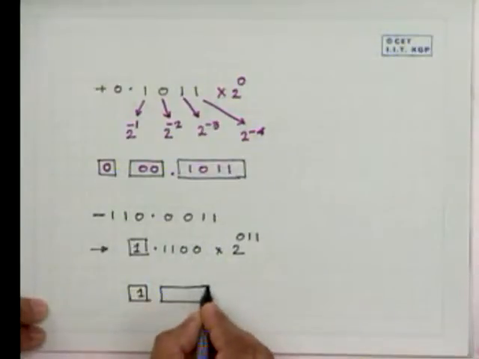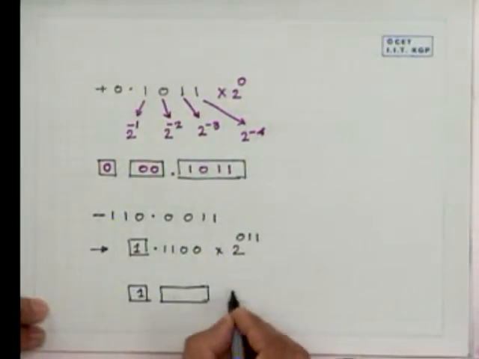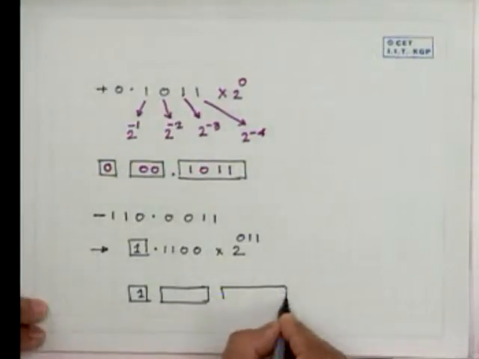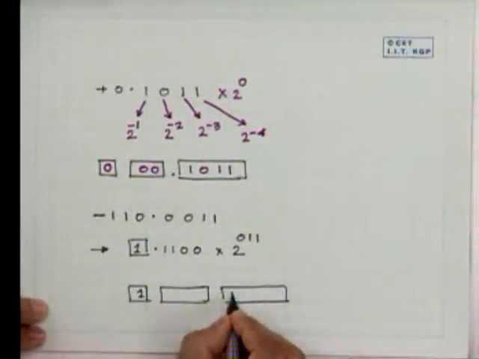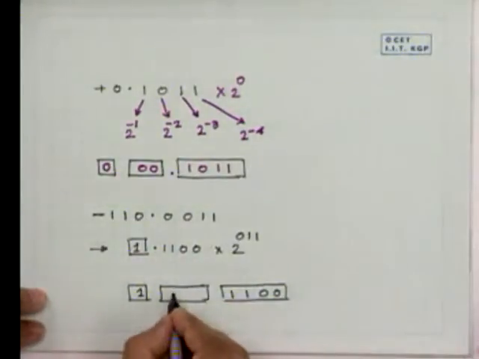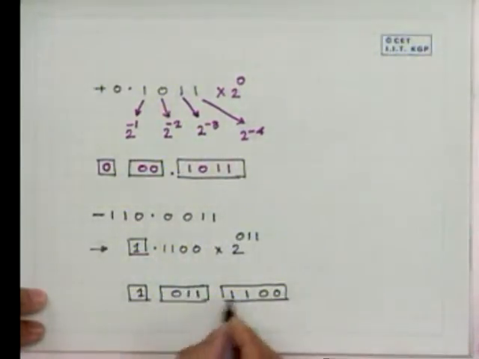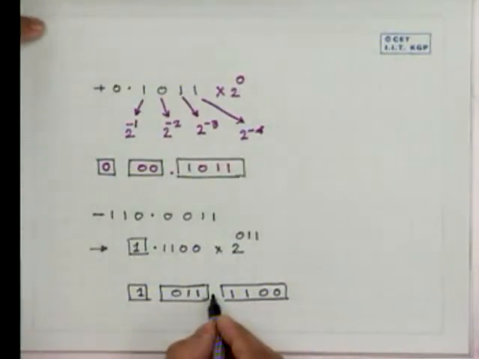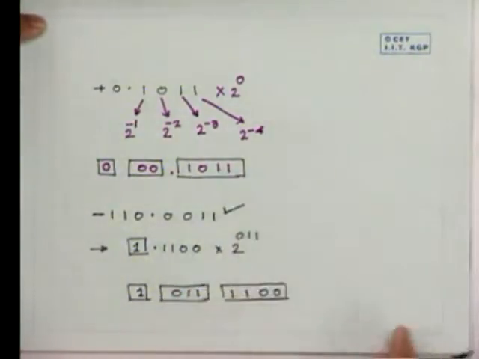The mantissa is 1100 and the exponent is 0, 1, 1. That is our floating point representation of this number.